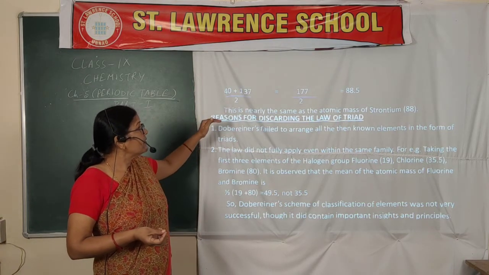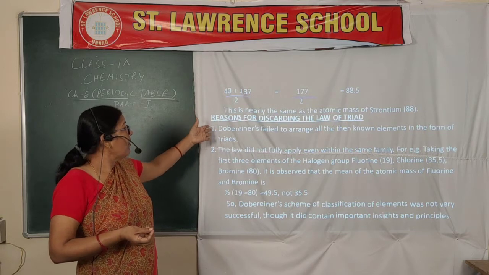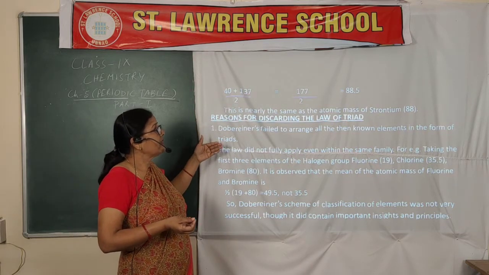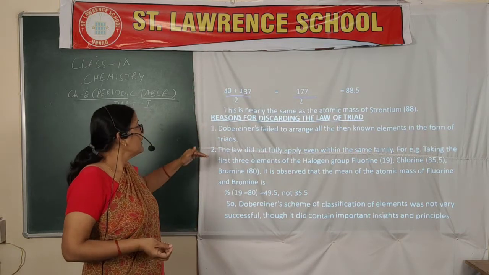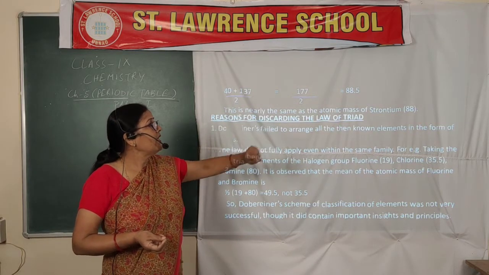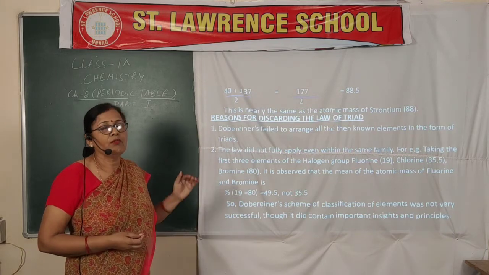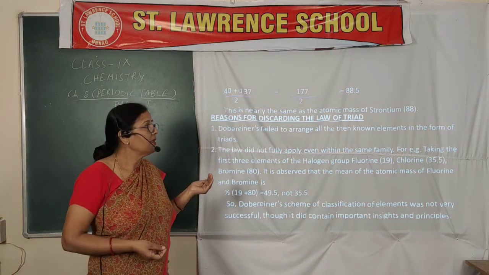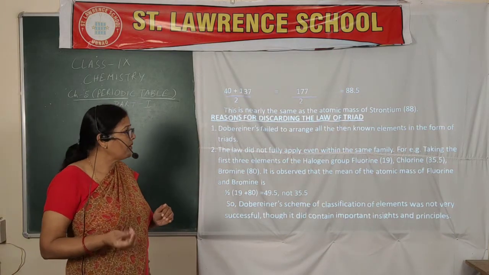Therefore, Dobereiner's method was discarded. Now, why did we discard this law of triads? The causes are given here. It failed to arrange the known elements in the form of triads. In one case it may be correct, in other cases it will not come out correct.